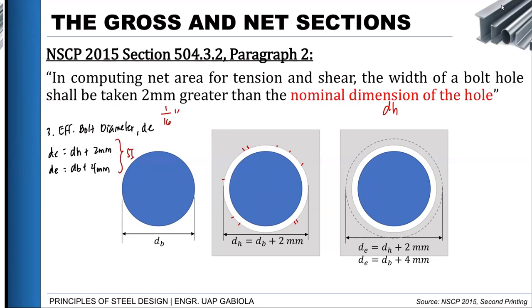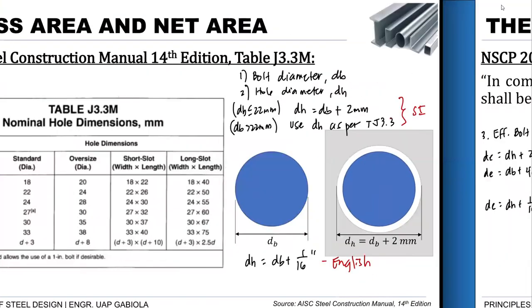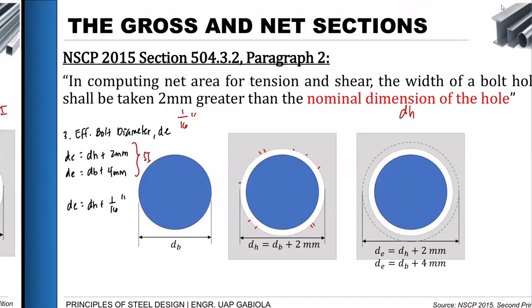Pero kapag English yung pinag-uusapan natin, D sub E is equals to DH plus 1/16 inch. Pero since yung sa DH natin do sa previous slide is naka plus 1/16 na siya, so plus another 1/16, yung magiging effective bolt diameter natin will be equals to dB plus 1/8 of an inch. So that is for English. Ito yung gagamitin natin for English.